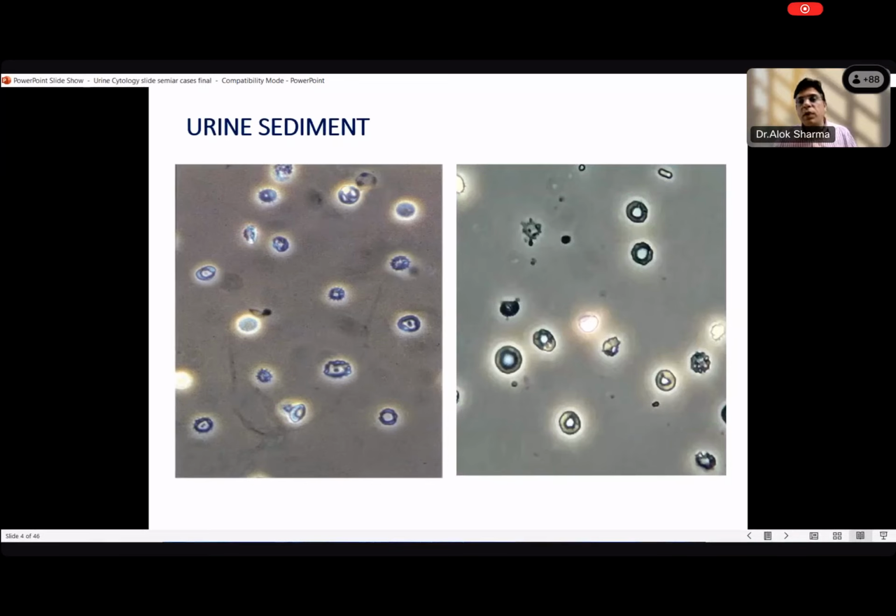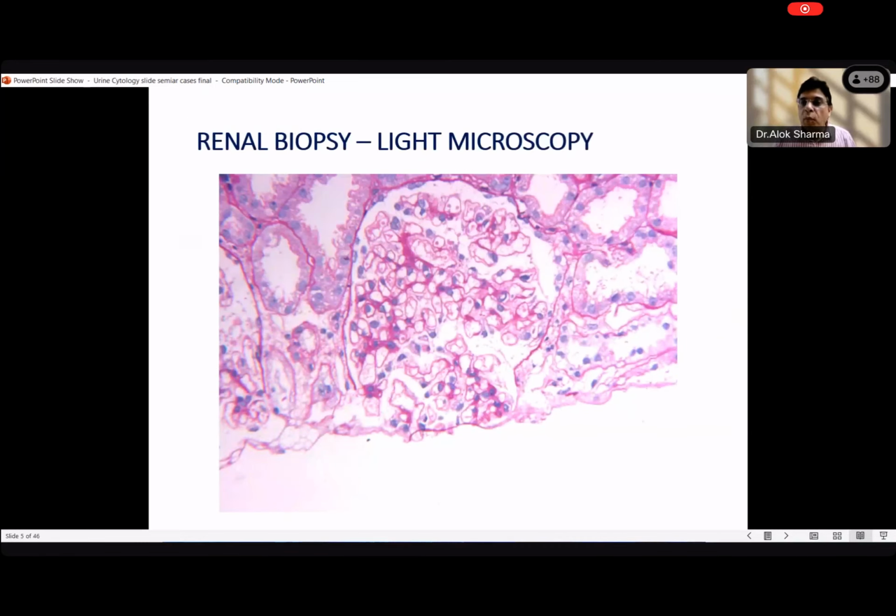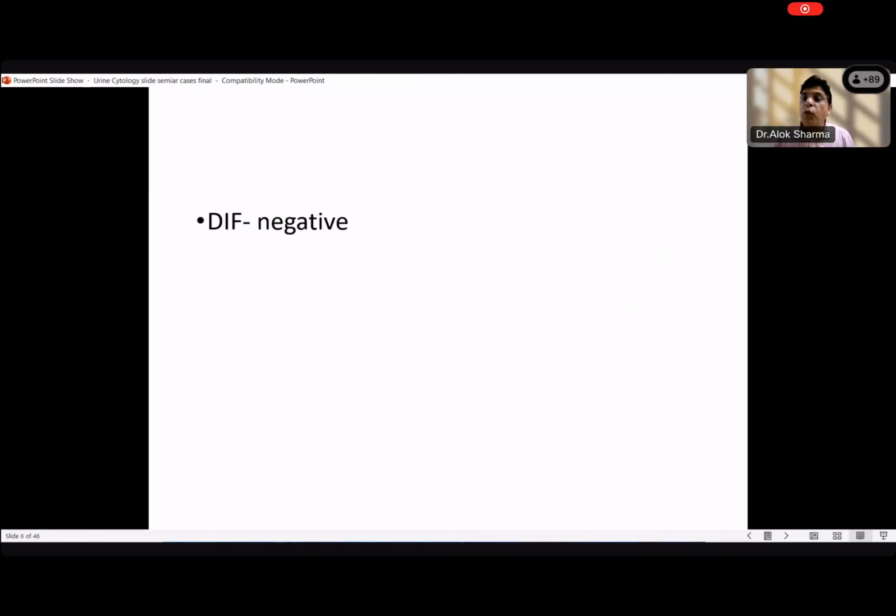As in the last class also, when you have a significant number, 70 or 80%, of dysmorphic RBCs, it's most likely glomerular hematuria, right? Glomerular hematuria means there is some problem in the glomerulus causing the hematuria. The light microscope is absolutely normal, so there is no proliferation or anything to cause hematuria, no crescents, no necrosis, nothing. IF is also negative. So what can cause hematuria in this setting? Normal glomeruli, negative DIF, no necrosis, what can cause it?